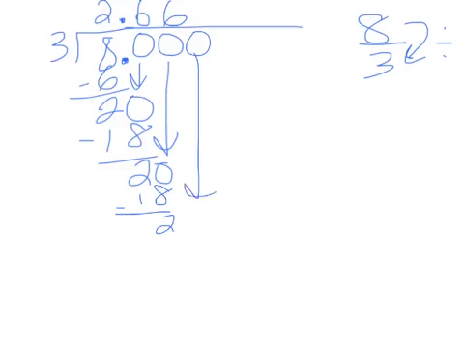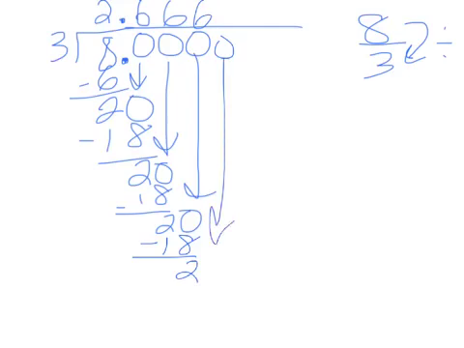This looks like it's a little bit repetitive, but we'll go one more time. We'll see if it works. 3 goes into 20, 6 times, 6 times 3 is 18. We're going to bring that down here. 18, 2. Okay, well, it looks like a pattern here. It looks like this is repeating.